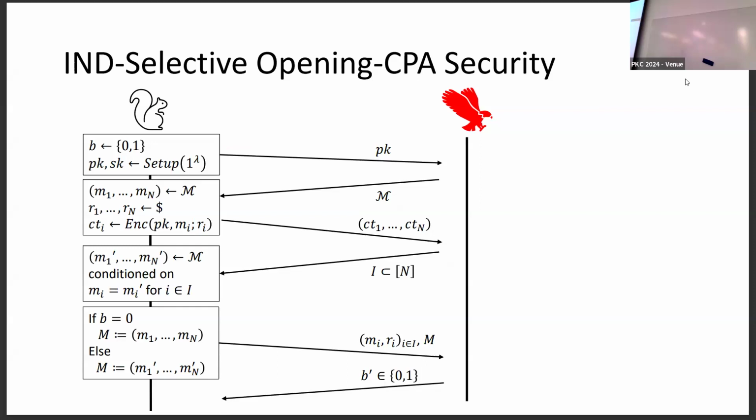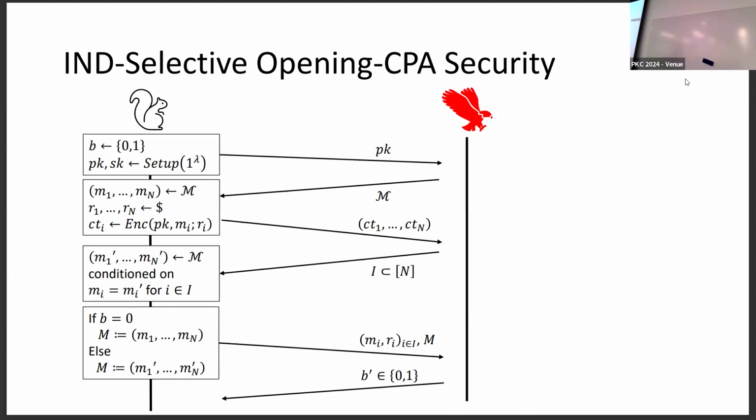The challenger generates a random bit b and generates a public key and secret key. So he gets a public key. Now he specifies some kind of code here. He specifies a kind of distribution M that jointly samples messages for all the senders. Then the challenger also has encryption randomness that's independent, and then he gets a ciphertext. Now he chooses the set of senders he wants to corrupt.